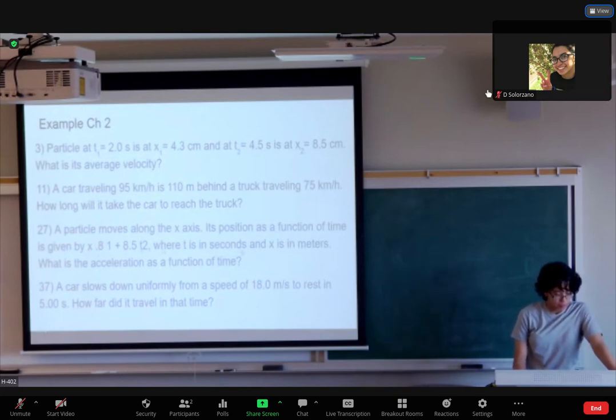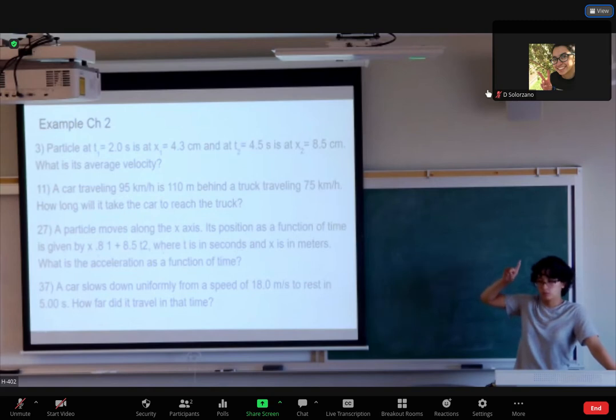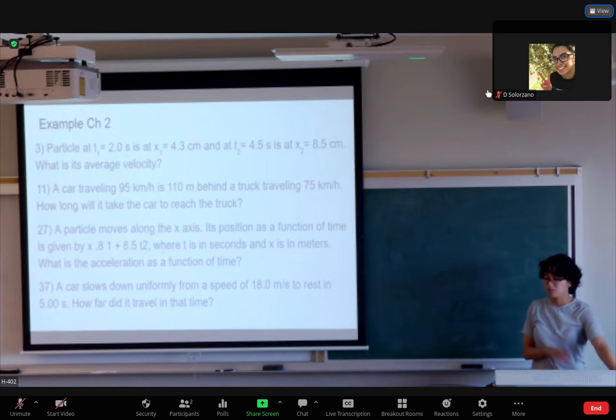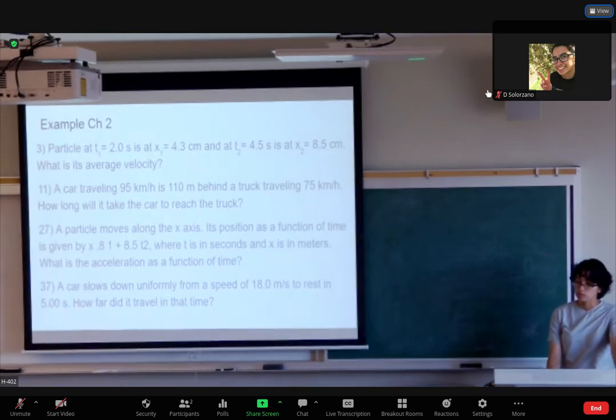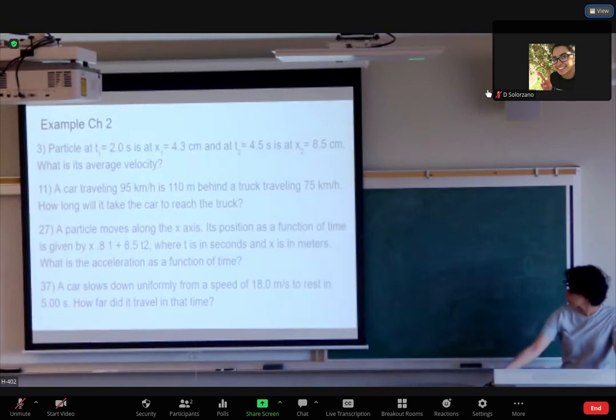That one's probably going to be deriving it, going from the x, taking the derivative, then taking the derivative of the v. We've done quite a few of those, so I'm not going to pick that one. And then a car slows down uniformly from a speed of 18 meters per second to rest in 5 seconds. How far did it travel in that time? That's like the kinematics equations that we used earlier, right?